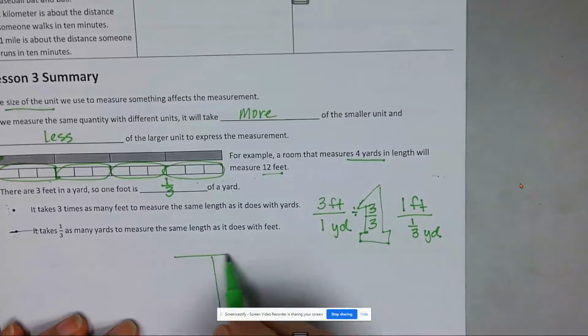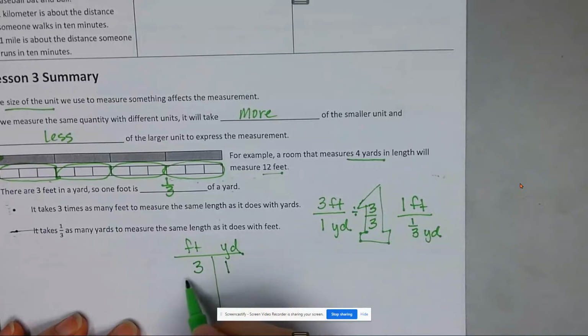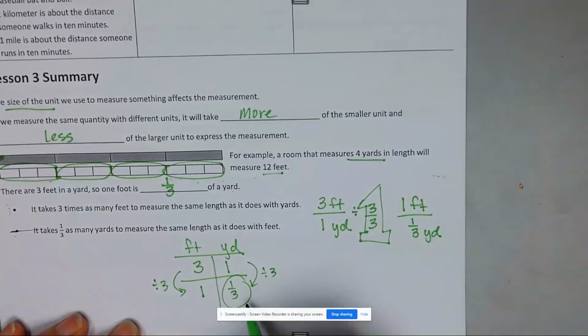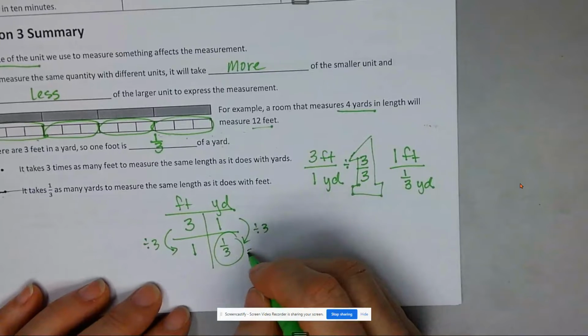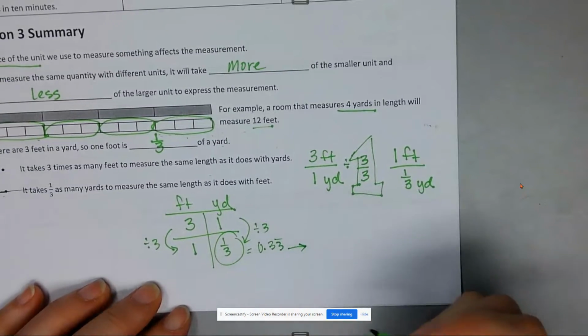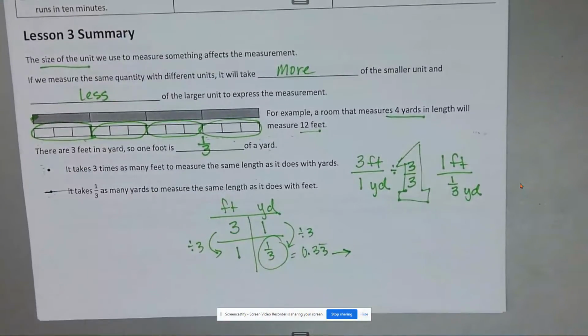You can also do the same idea with a table, feet and yards. 3 feet to 1 yard. 1 foot is 1/3 because 3 divided by 3, or a number divided by itself, is 1, and 1 divided by 3 is 1/3. And it is more accurate to stay as a fraction, because if you divide that, you end up with 333 repeating forever, which is not as accurate a measurement. All right, turn the page.